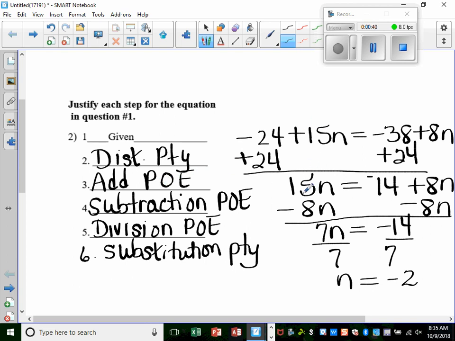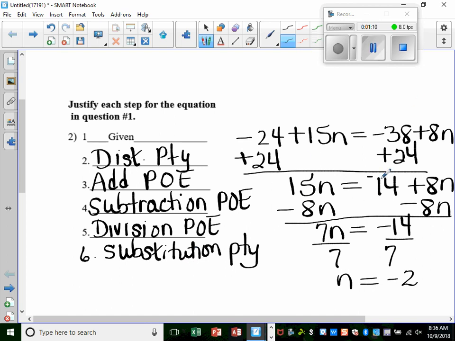Okay, so then I brought down the 15n, and then I wanted to get my n's all to one side, so then I subtracted n from both sides, so I did the subtraction property of equality. Okay, wrote down what I had left, then I divided both sides by 7, so I did the division property of equality. And then when I actually divide and got negative 2, that's called substitution.